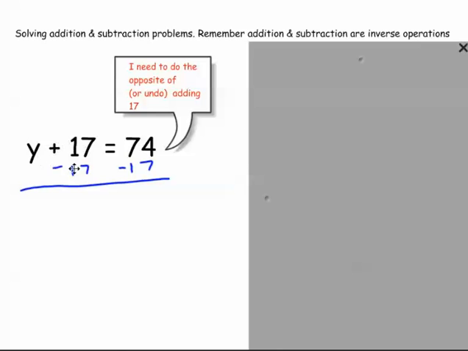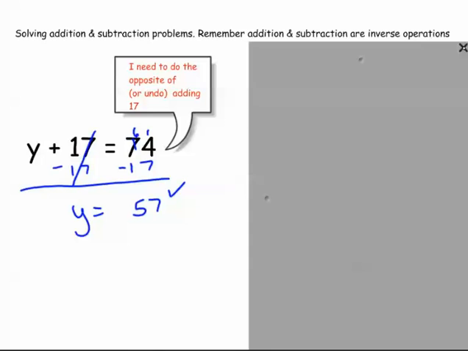So a plus 17 and minus 17, those just cancel out. So all I'm left with on this side is y equals, I'm going to have to borrow here. So that's 7, that's 57. So mentally I'm going to check 57 plus 17. Yep, that'll give me 74. So this is a correct solution set.